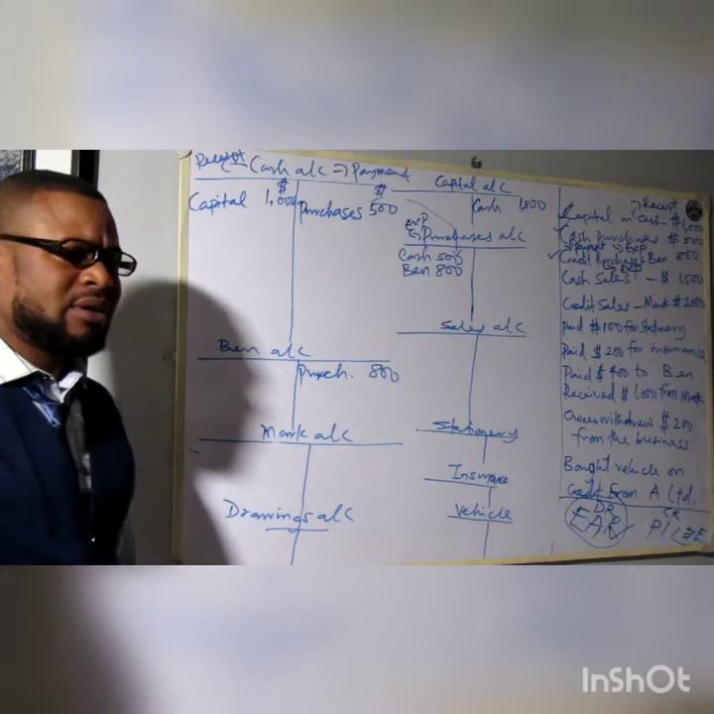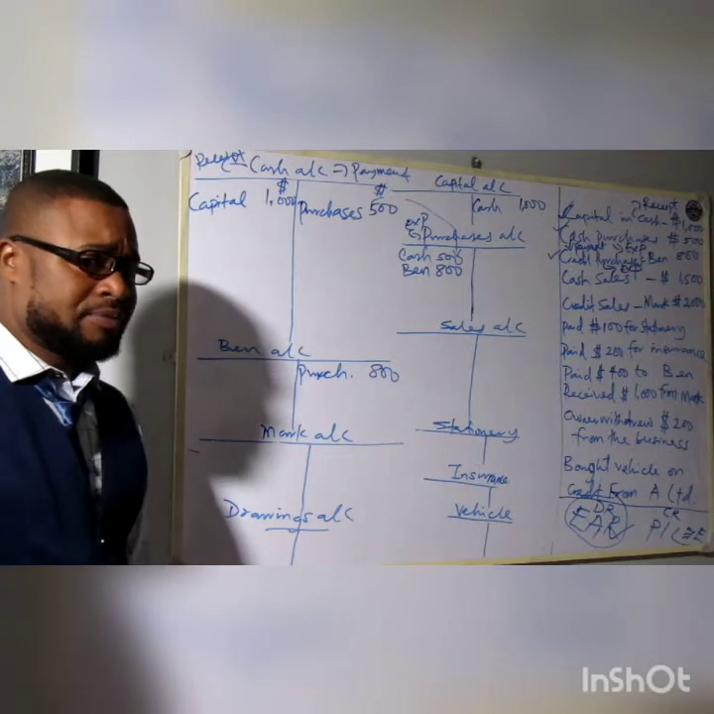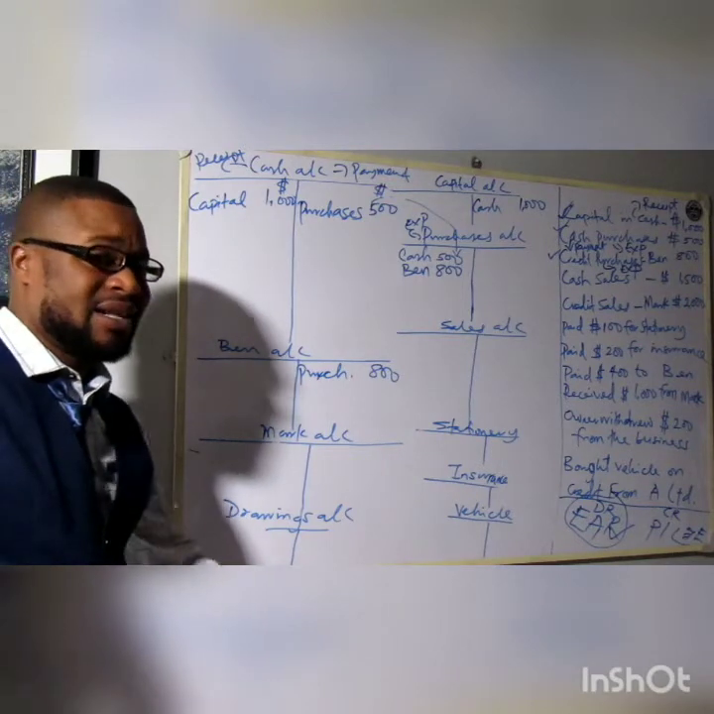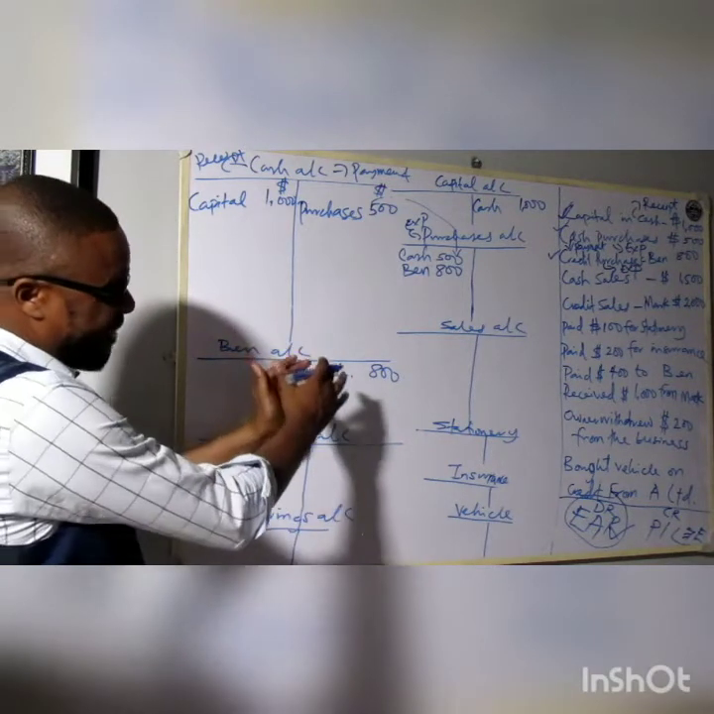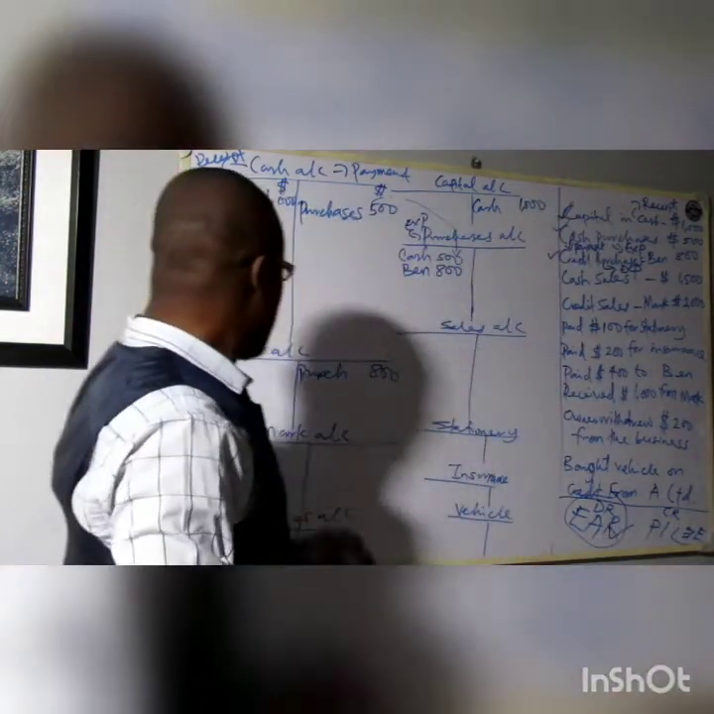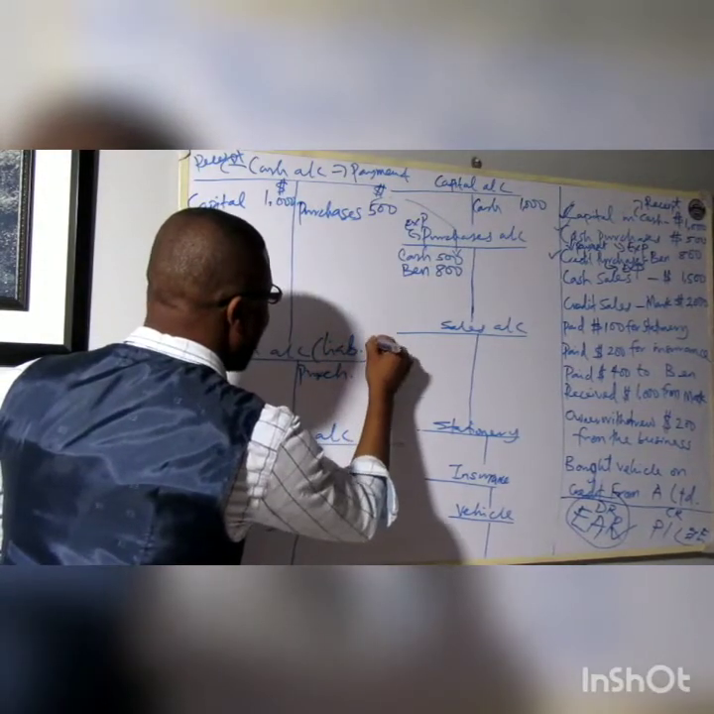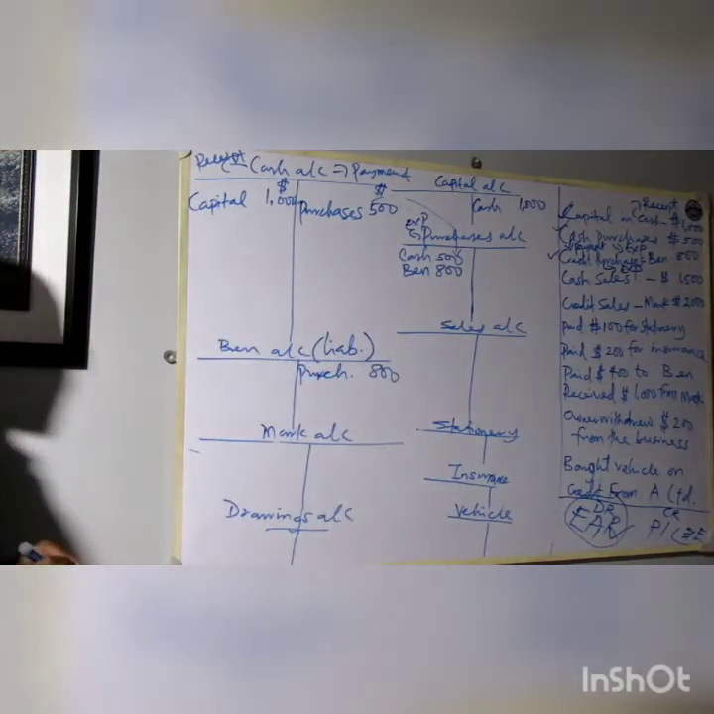Another way to post into this account is ask yourself, who is Ben to your business? Who is Ben? Ben is a creditor. Ben is a payable account. Ben is a liability account because the business is owing Ben, the goods have been purchased. So you identify Ben as a liability account.